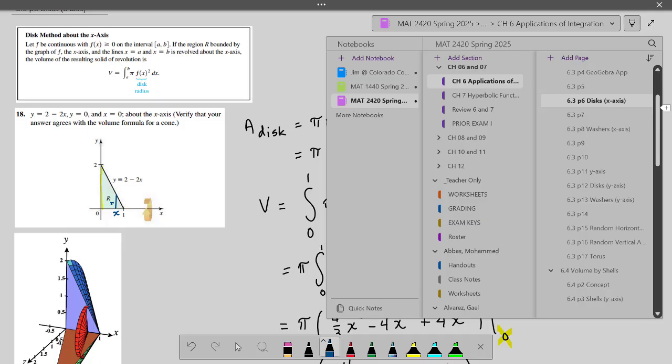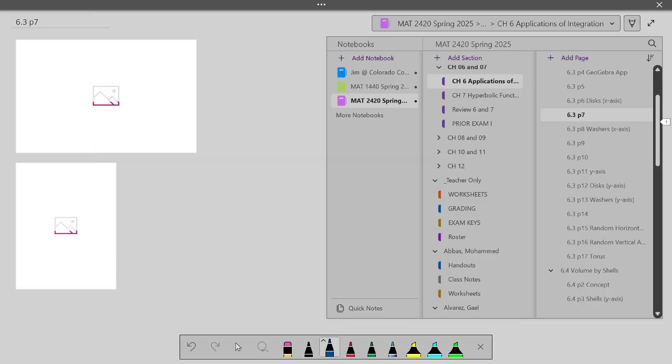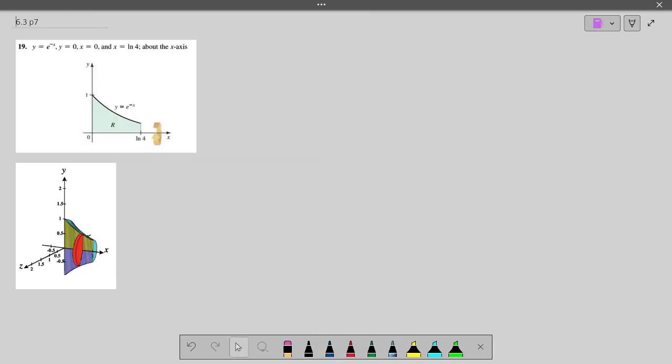So this is the first one where we're really just looking at a rotation around the x-axis. Each cross section will be a disk. So let's try another one. We are given the region in the xy plane. They tell us the four boundary curves. Right, so there's 4 boundary curves here. They give us those 4 boundary curves.